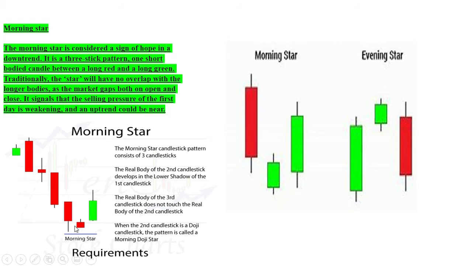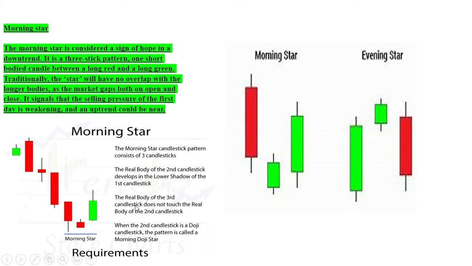This body must form within the shadow. It cannot form in the real body. It must form in the shadow. Then the real body of the third candle does not touch the real body of the second candle, which is here. See how it doesn't touch it? It doesn't come near it. It's not equal to it. It's above it, right? If there was another wick here, this would be forming in the body.